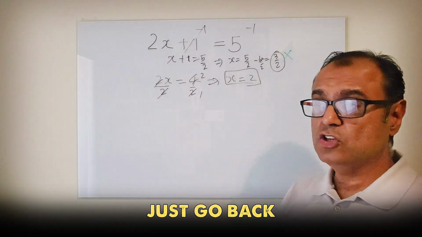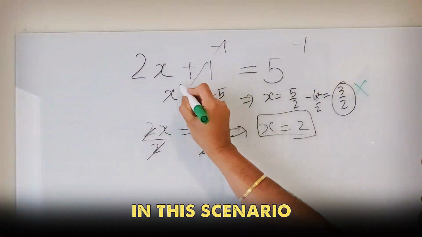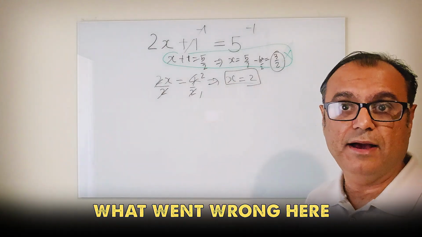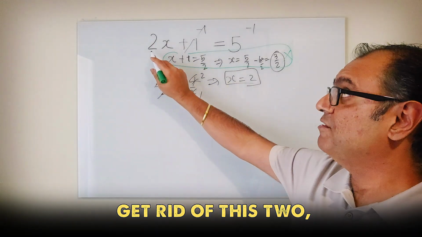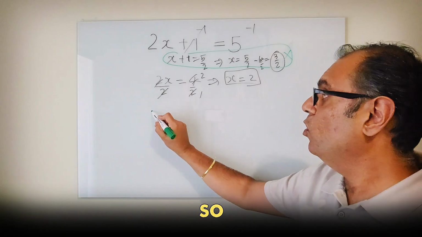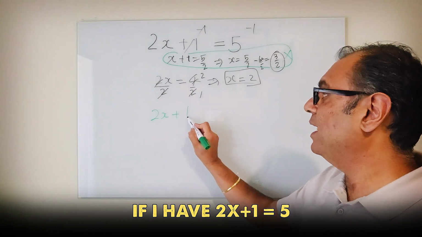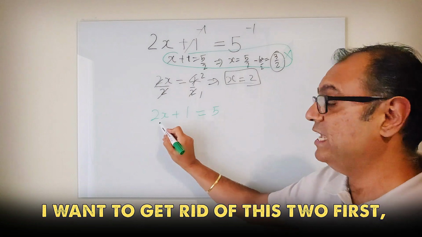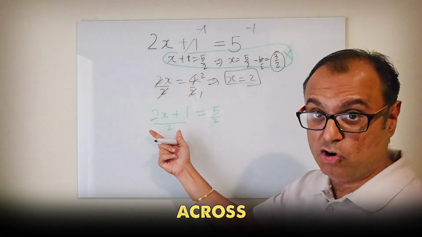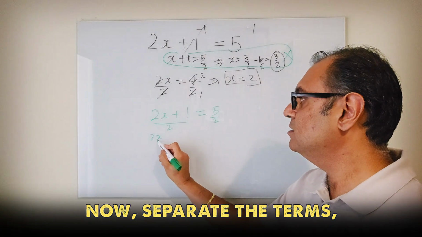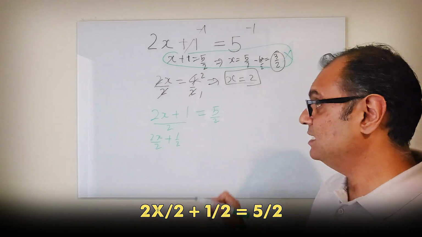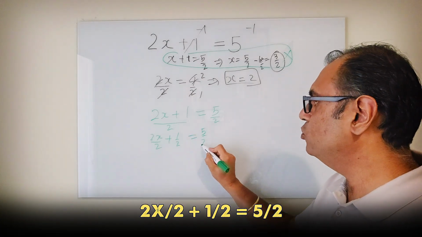Now let's go back to the earlier scenario and try to figure out what went wrong. If I really want to get rid of this 2, I need to do the reverse operation on both the sides. So if I have 2x plus 1 equals to 5 and I want to get rid of this 2 first, divide by 2 on both the sides. Now separate the terms, which means 2x over 2 plus half equals to 5 on 2.